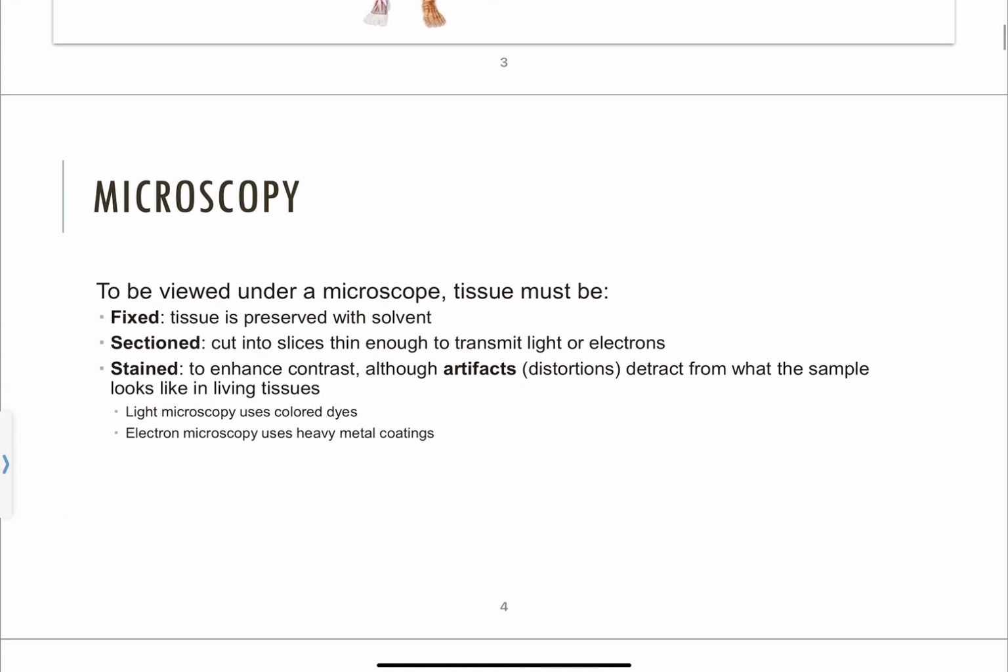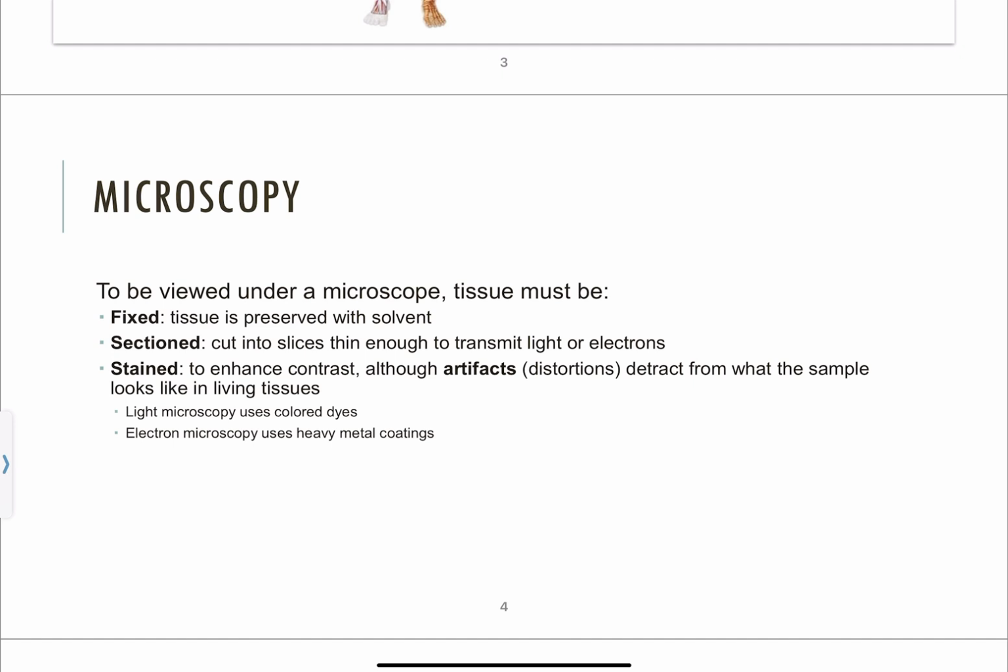And we can talk just briefly about microscopy. Not too much information here, basically what these terms mean. If we're talking about fixing a specimen, that means we're preserving it in some sort of solvent. In order to prepare a slide for us to view, it has to be sectioned or cut into thin slices so that we can transmit light through it, or electrons through it if we're using an electron microscope.